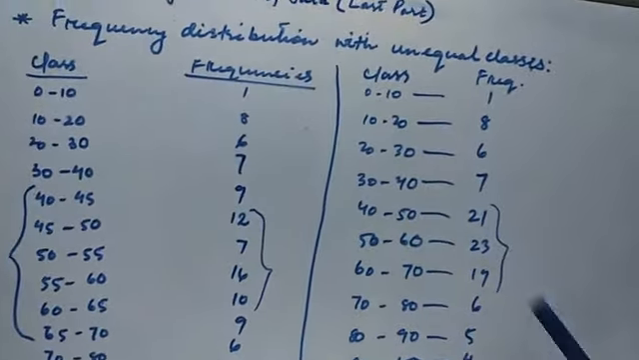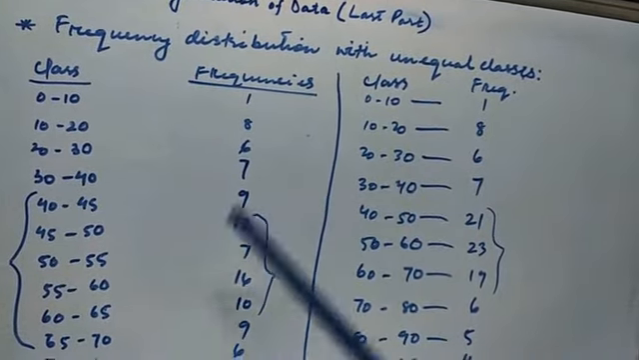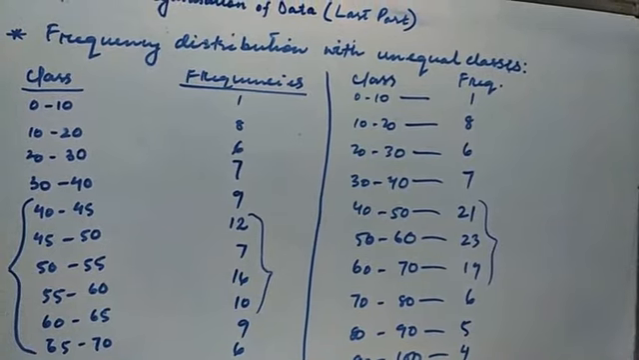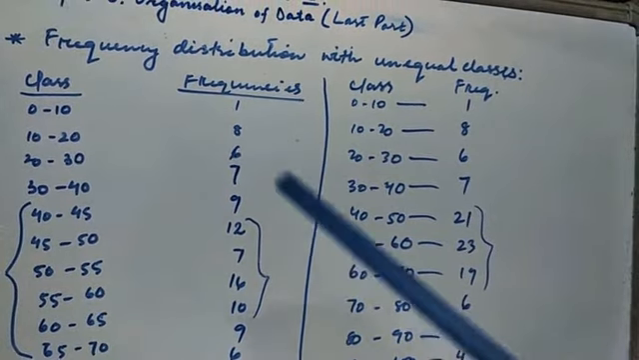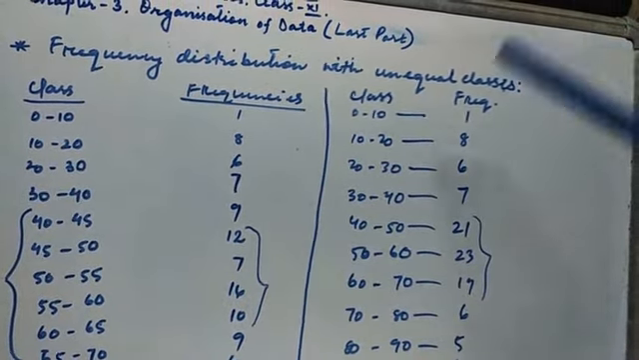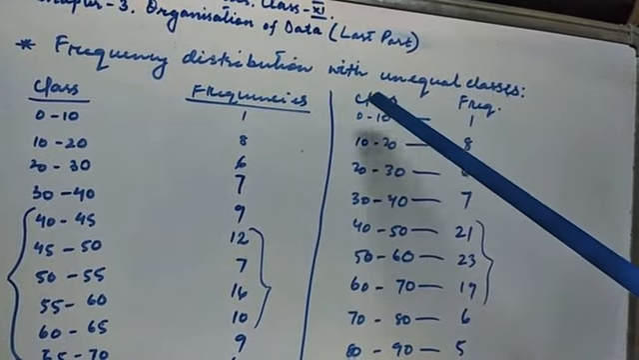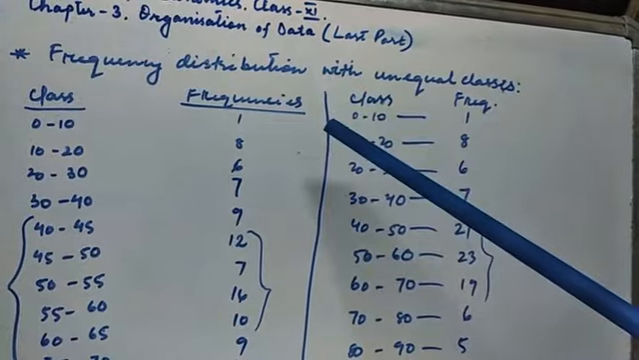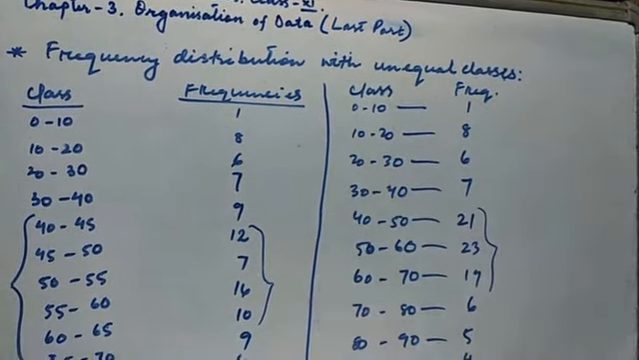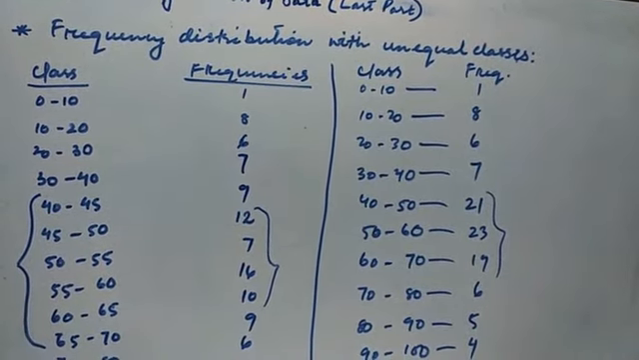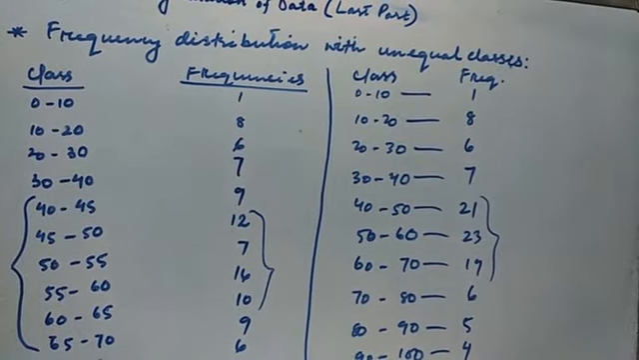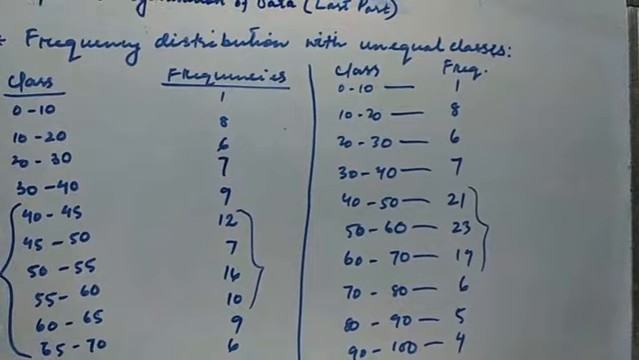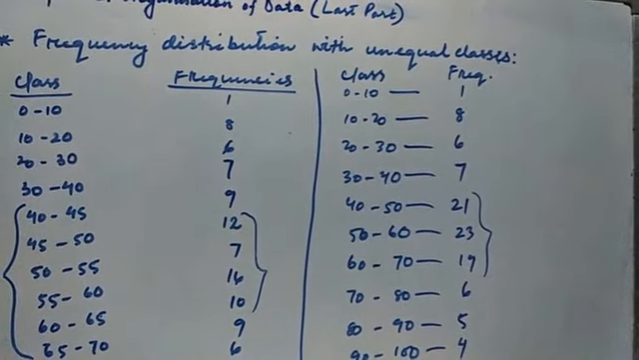When you plot these data points graphically, you will see the difference in the curve between the equal class interval and the unequal class interval. The graphical representation will indicate the difference in the curve. Also, the curve will change its shape.